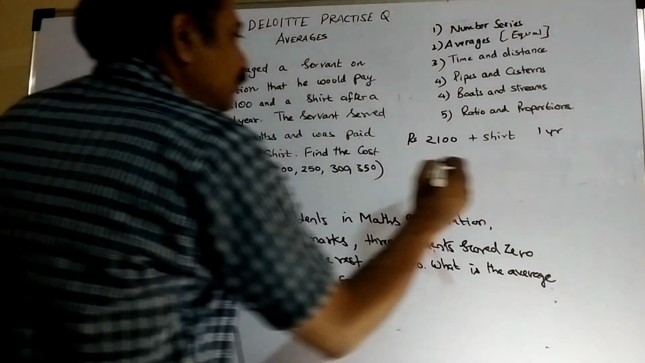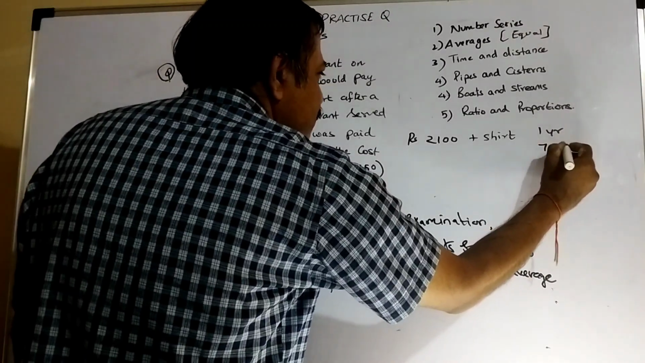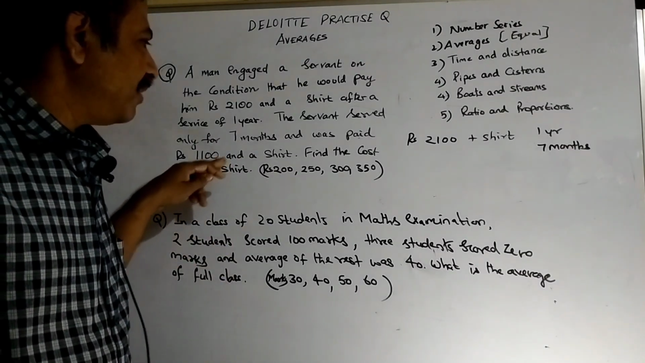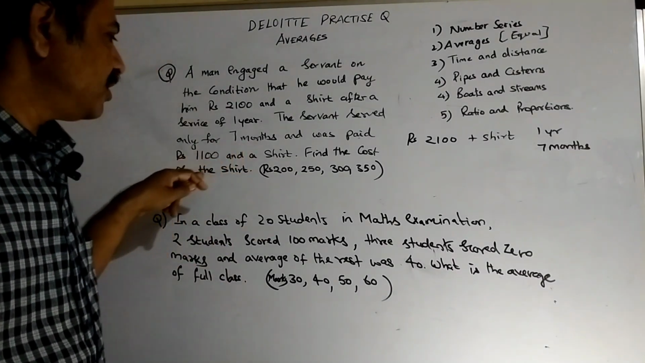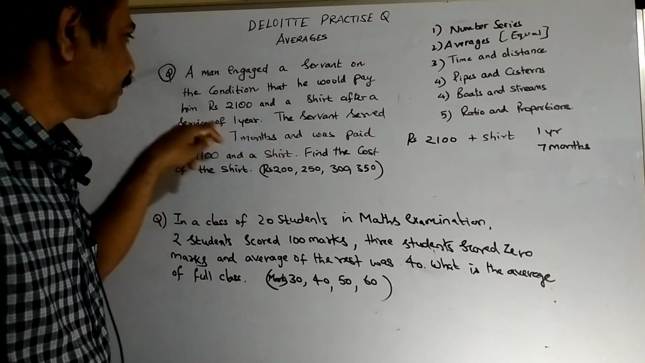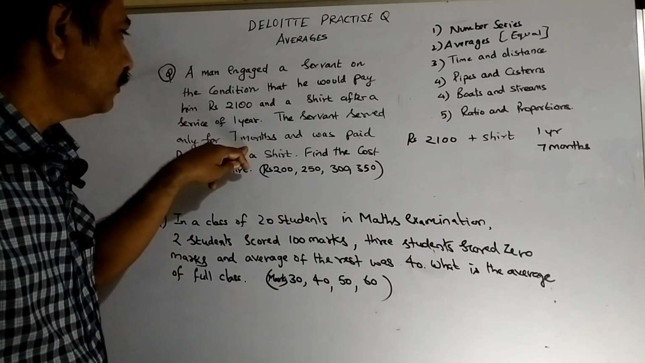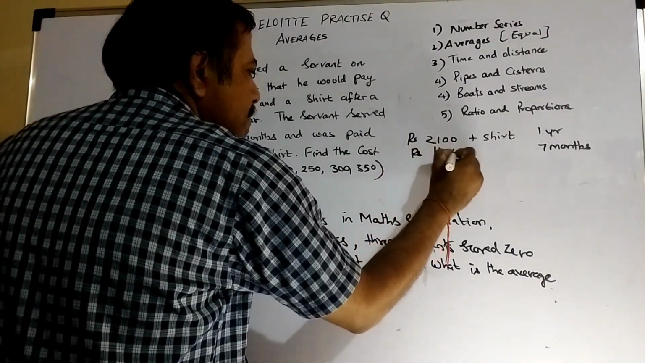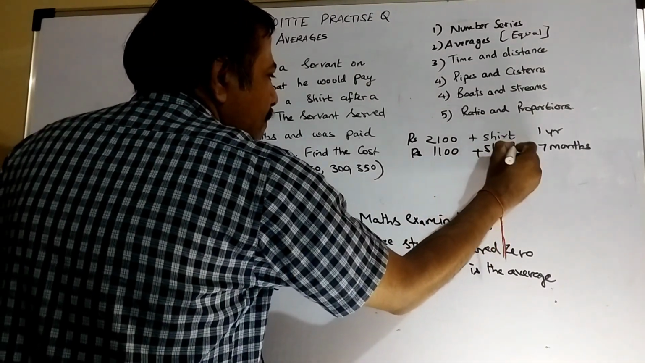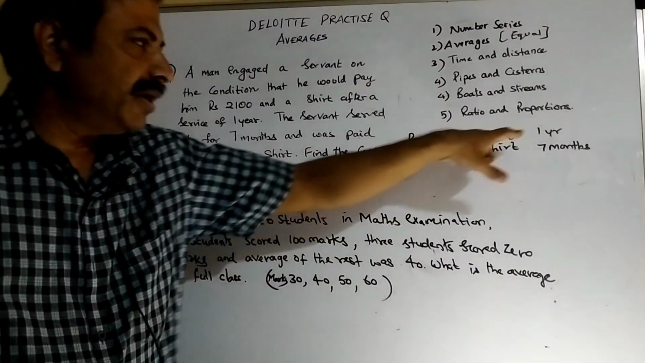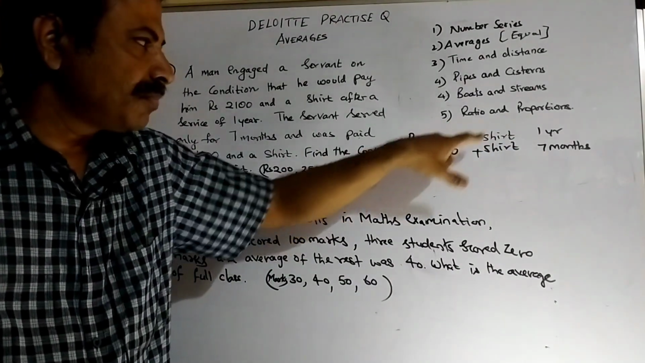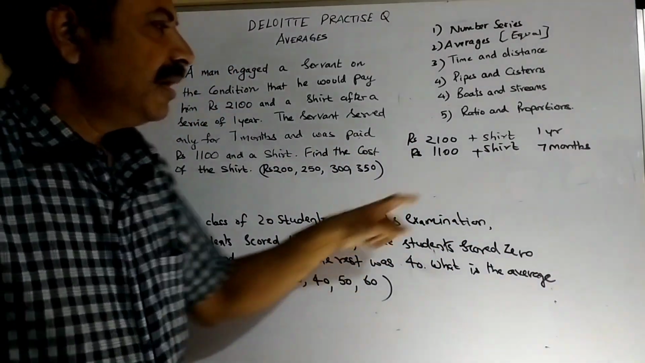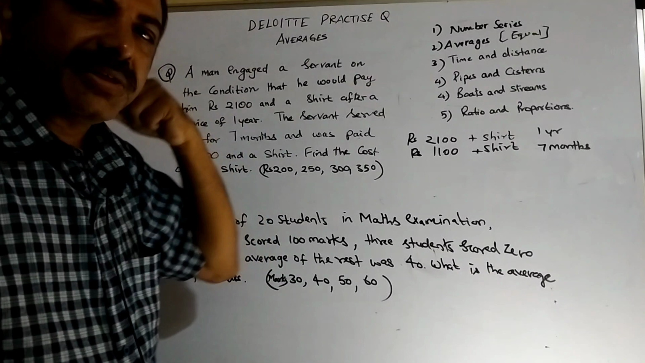But the servant worked only for 7 months. He was paid how much? 1,100 rupees. So actually, dear students, this is the question. If you work for a full year, you'll get 2,100 rupees and this shirt. But the servant worked only for 7 months, so he got only 1,100 rupees and the shirt. What is the cost of the shirt?